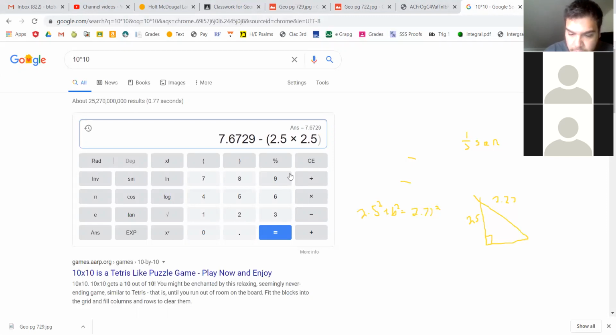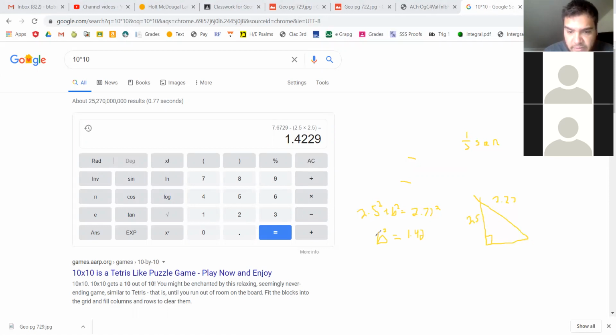Times 2.5. And we get 1.42. Now, very important, 1.4229, or that rounds to 1.42. That is not your actual side. That is your side squared. So you're going to have to square root that. So I'm going to square root this number here. So click answer. And then my final side right here is 1.19.